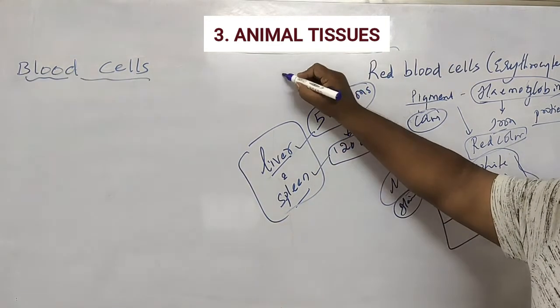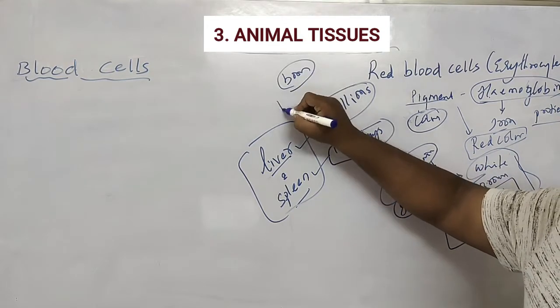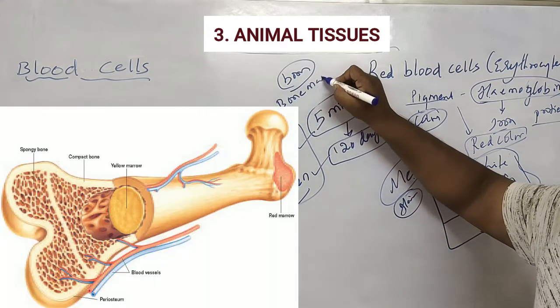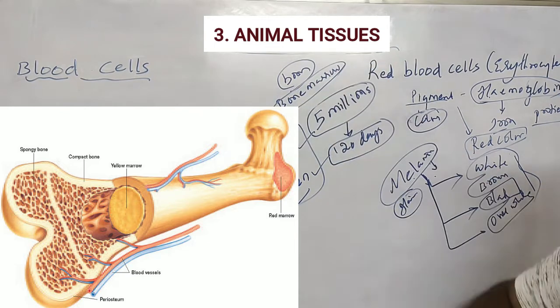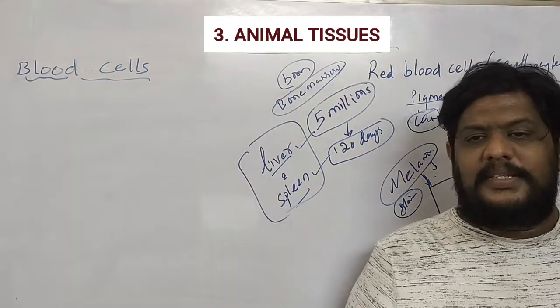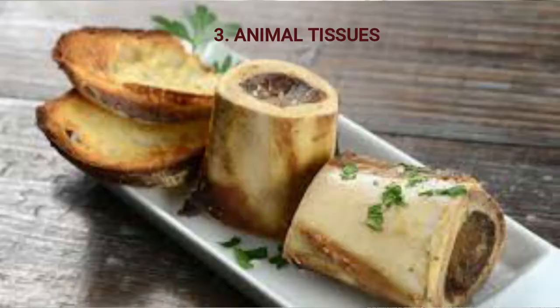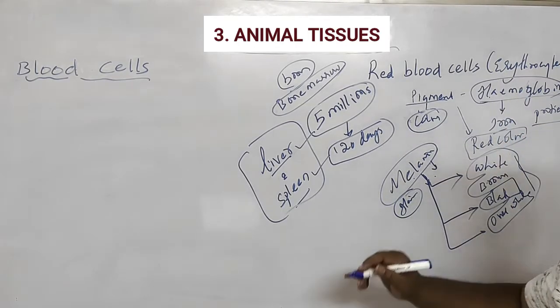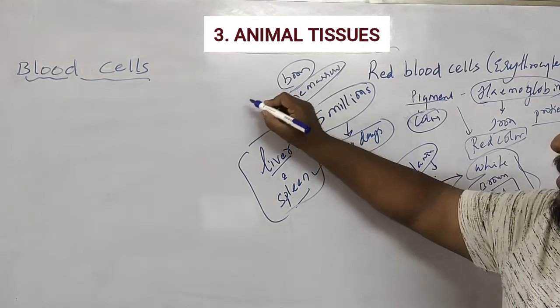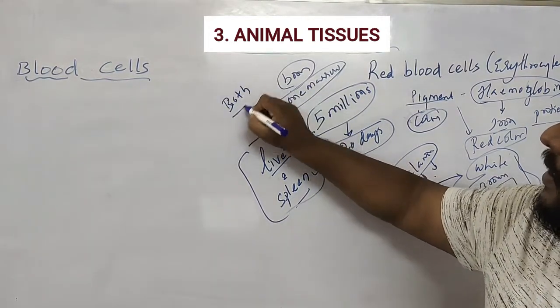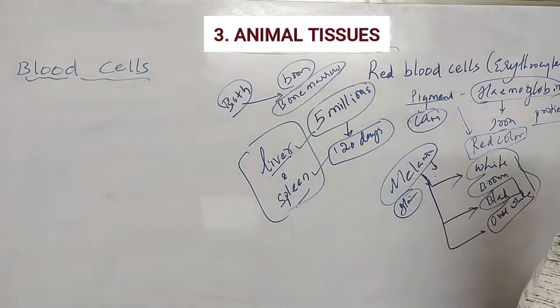And once a child is born, the bone marrow will produce the RBC. You know what bone marrow is? Yes, the black colored thing which is in the bone. If you are non-veg eaters, you might break the bone and try to eat that bone marrow. That bone marrow is responsible for production of RBC. So this RBC is produced after birth. I'm talking about after birth, the bone marrow will produce the RBC.